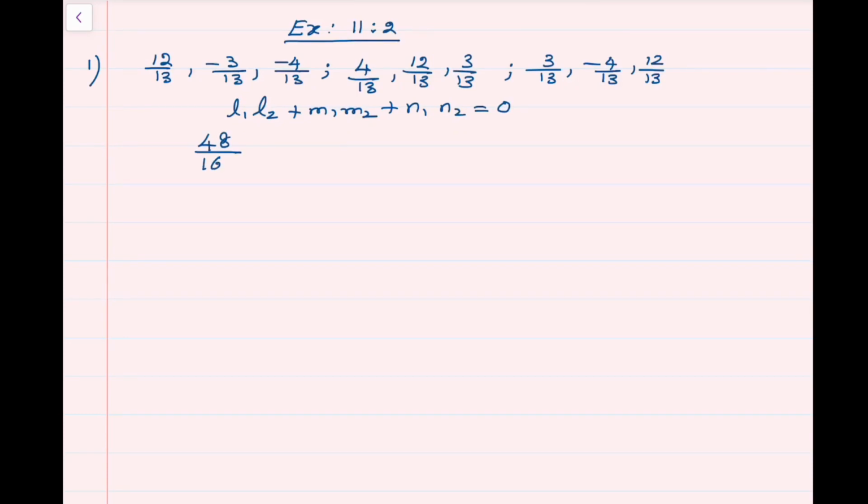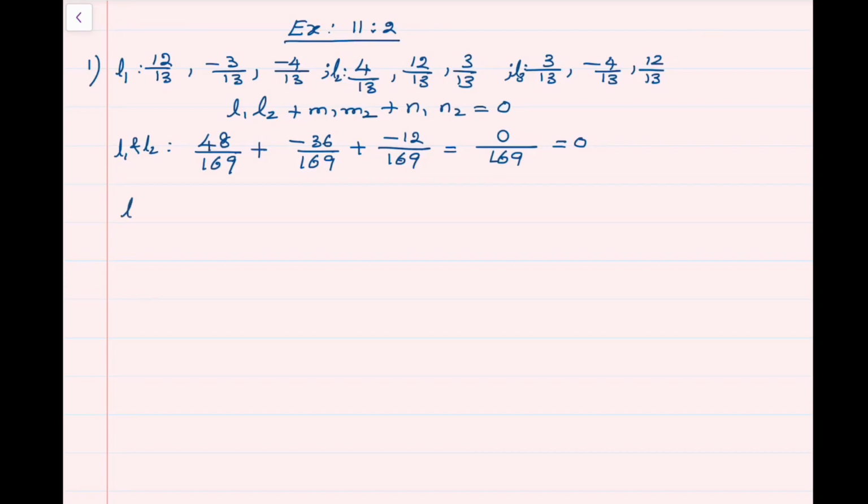Let us calculate for the first two lines. 12 times 4, 48 divided by 169, plus minus 3 times 12, minus 36 divided by 169, plus minus 4 times 3 is minus 12 divided by 169. LCM is 169. The numerator is 0. Therefore, the answer is 0. Let us take the first one as line L1, the second one as L2 and the third one as line L3. So, this is for L1 and L2.